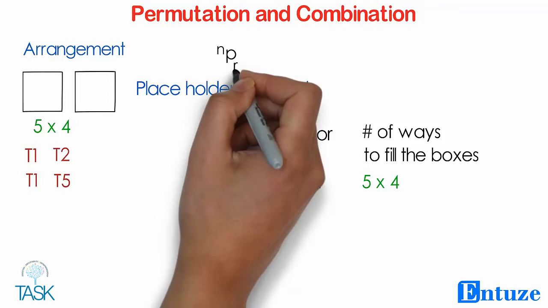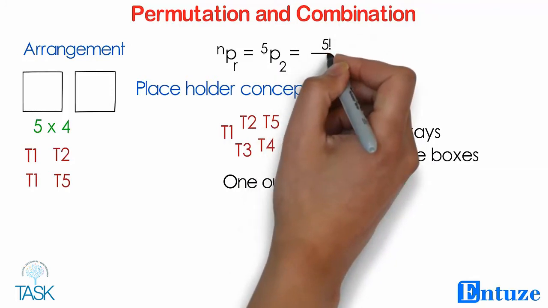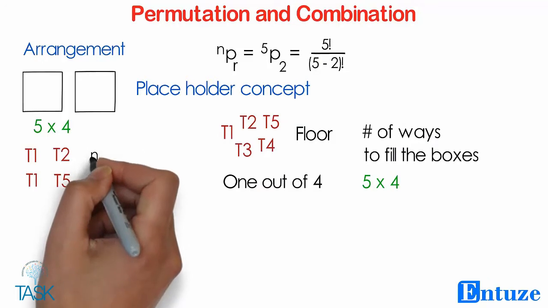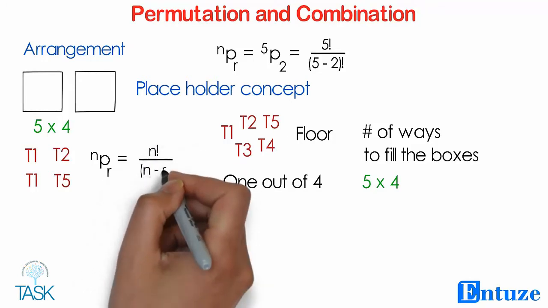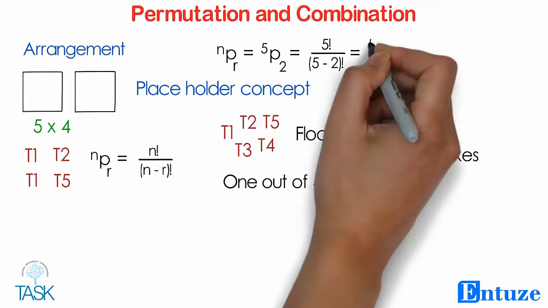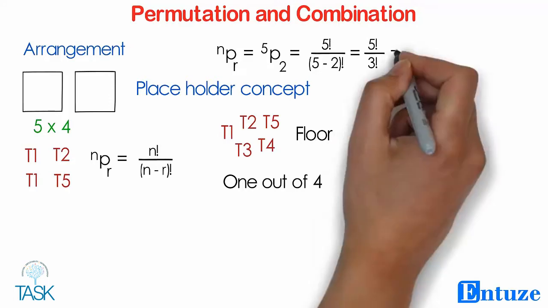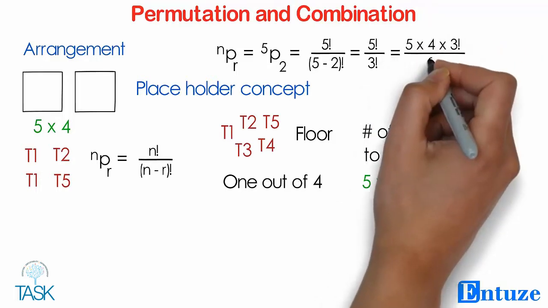And this particular arrangement is actually 5P2, because there are 2 boxes and 5 things are being filled up. So 5P2, and this comes out to be factorial 5 by factorial 5 minus 2. The reason is that nPr stands for factorial n by factorial n minus r. Now that is a different thing. I am not emphasizing on it. In fact, I have solved the problem without the formula, if you see, and this comes out to be factorial 5 by factorial 3. And factorial 5 by factorial 3 can be written as 5 into 4 into factorial 3, divided by factorial 3.